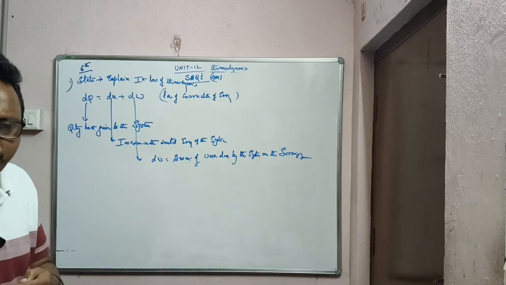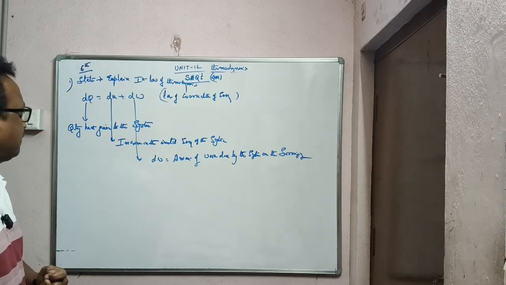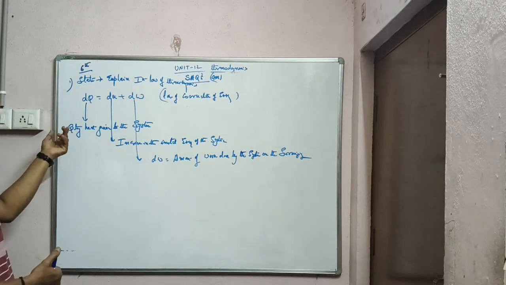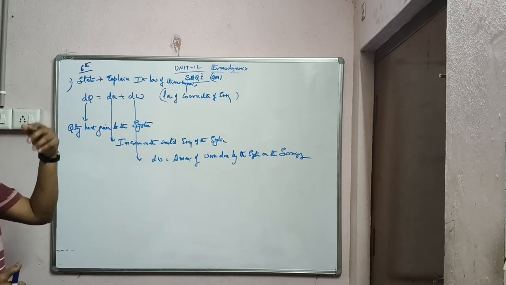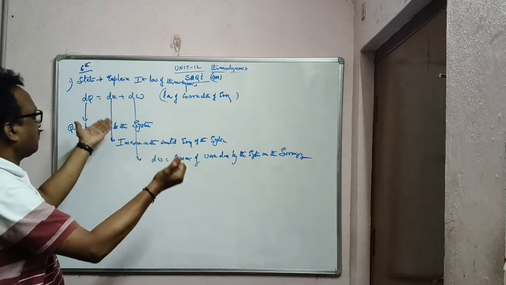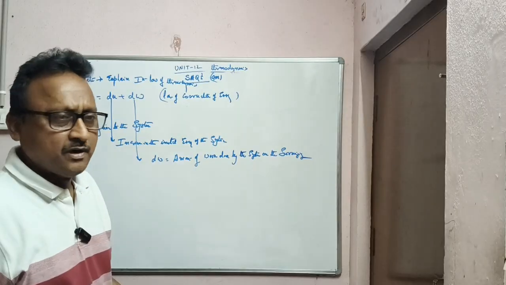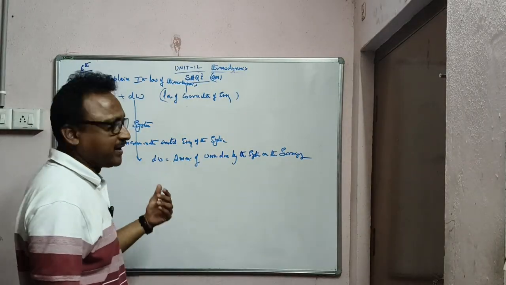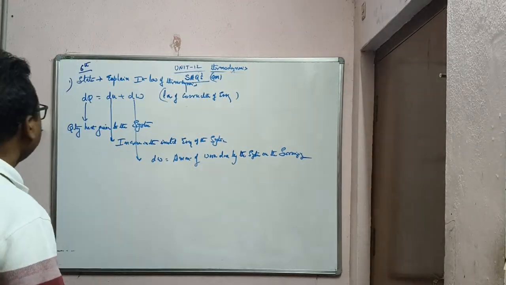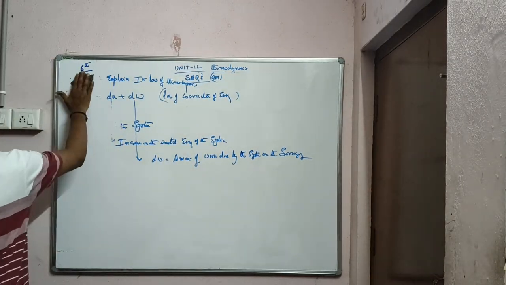You can say it either way, left to right or right to left. You can start from dQ, or from dU plus dW. That is, the quantity of heat given to the system is equal to the total sum of the increase in internal energy and the amount of work done by the system on the surroundings. This is the statement. Right, and let us go to the second one.